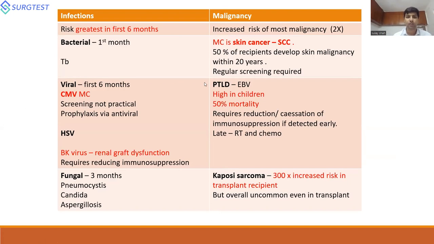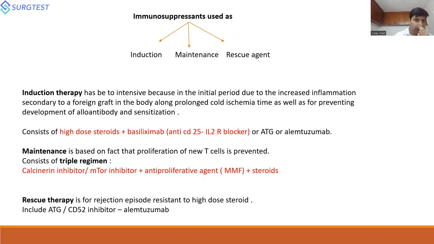Yeah, so just a second. So this is the induction regimen. Okay. So you need to remember basiliximab as the name of the interleukin 2 receptor blocker, because that is essential. You need to remember what the triple regimen consists of, because that is essential. You also need to remember that the MCQ rightly mentioned induction regimen and maintenance therapy.